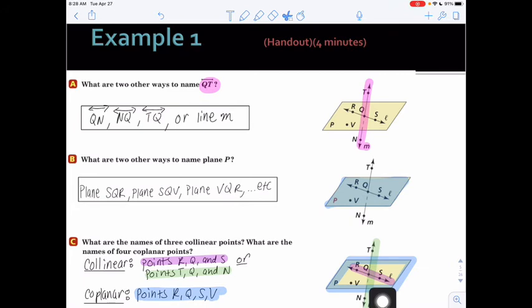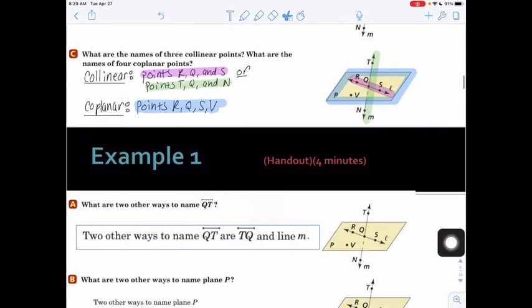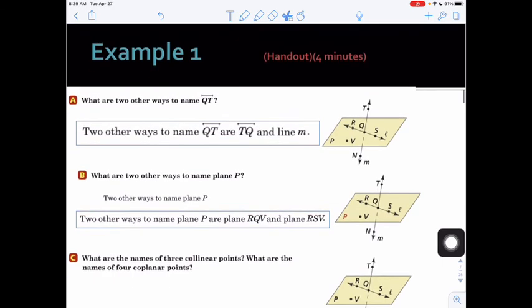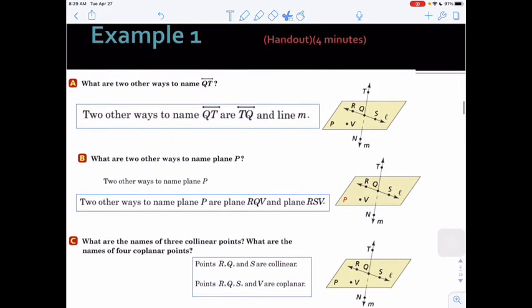To be coplanar, we just need 4 points that all land in the same plane. So we have this blue plane, plane P that we talked about in part B. There are actually only 4 points labeled in this plane right now. So we have to choose R, Q, S, and V. Remember that P is not a point and m is not a point. So the only option here is to say points R, Q, S, and V. The work for this problem is written out on the next few slides.